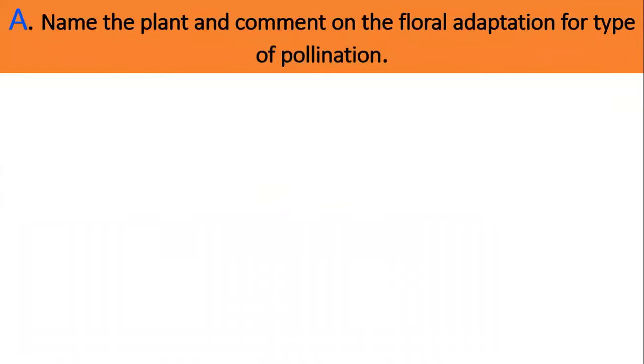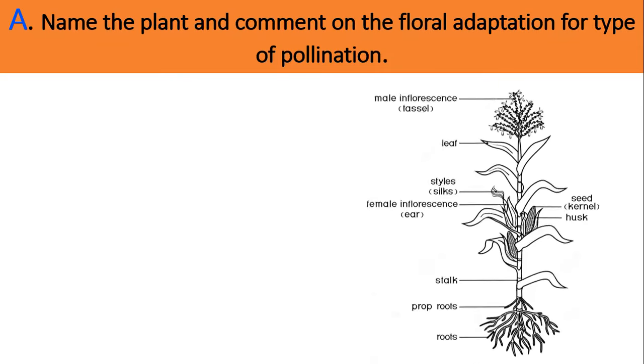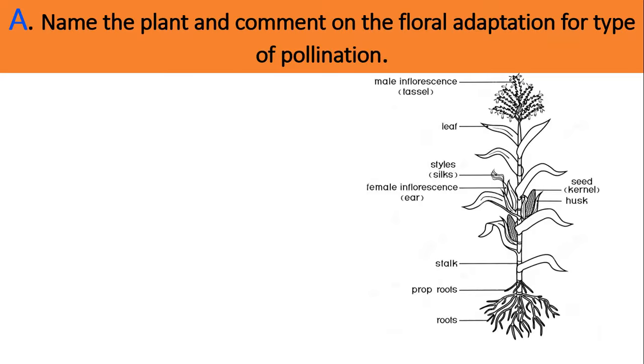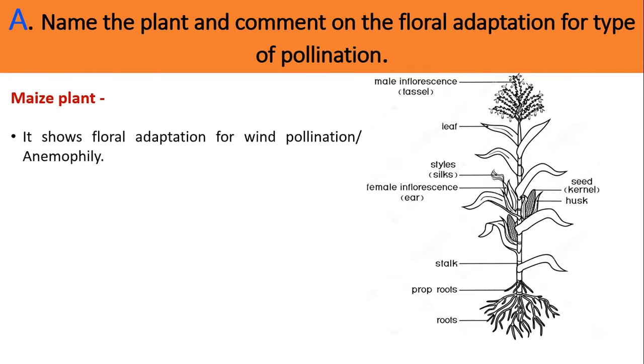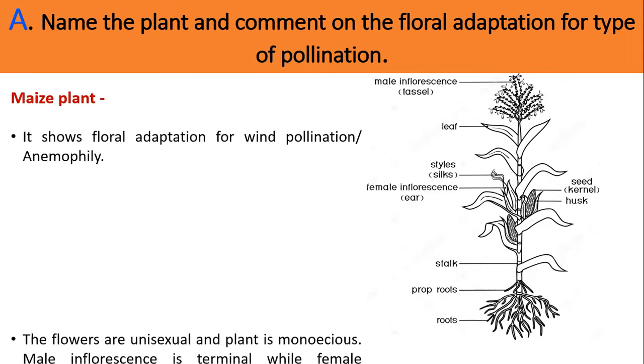The first spot that we have is: name the plant and comment on the floral adaptation for the type of pollination. When we talk about floral adaptation, if they provide a diagram, something like this, a maize related diagram, then we need to understand maize is not at all an attractive flower. It is not bright, it is not colorful, it does not produce nectar or scent. So it is showing which pollination? The maize plant shows wind pollination. So it shows floral adaptation for wind pollination, and it is called anemophily.